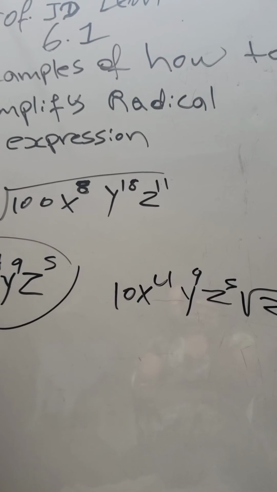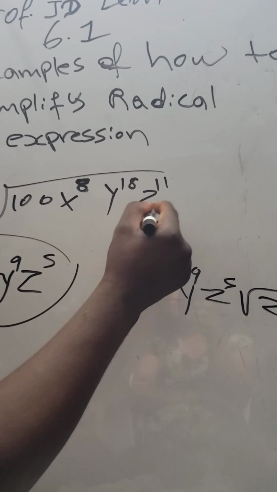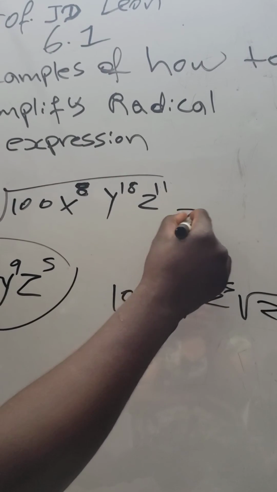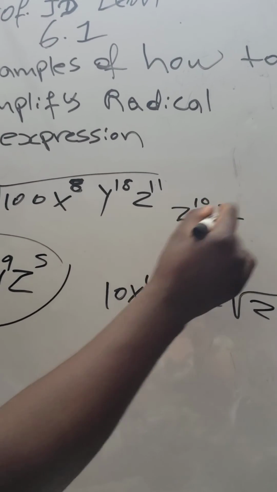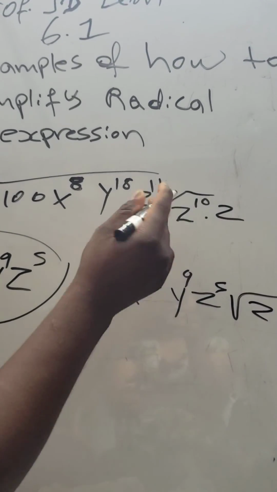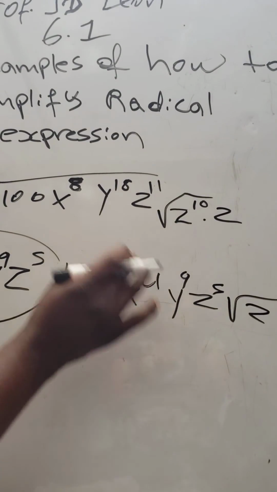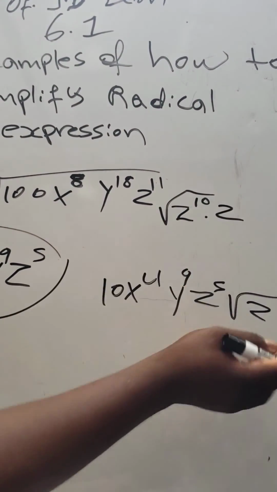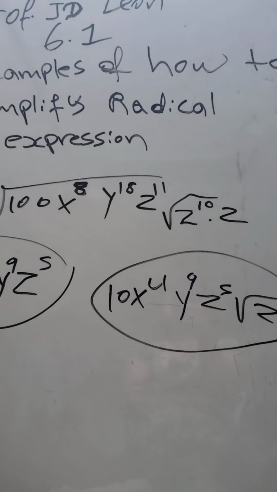But the z would still be z to the 5th power, and then the square root of z because of this extra z that you have, because this is basically z to the 10th power times z. So the square root of z to the 10th power is z to the 5th power, but you have this additional z that's by itself. So that would be the answer for the second example that I showed you.